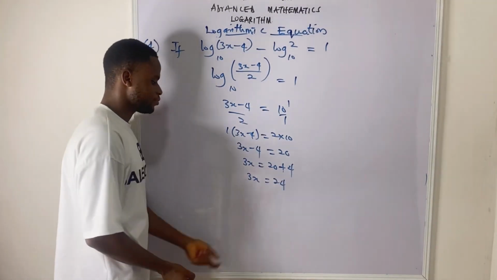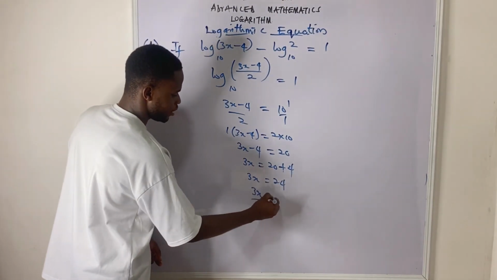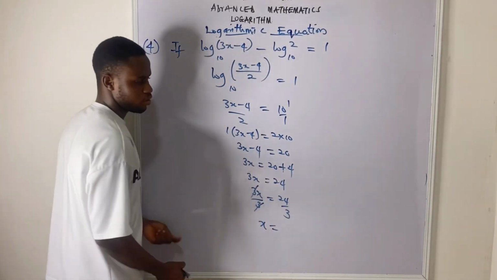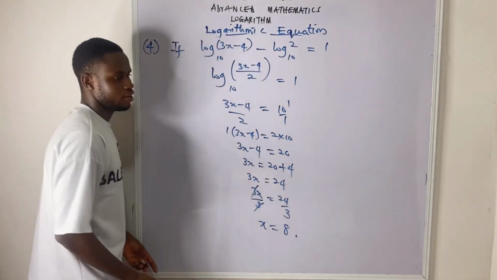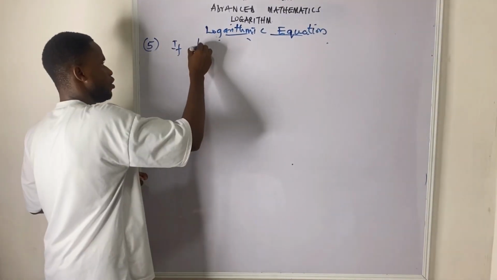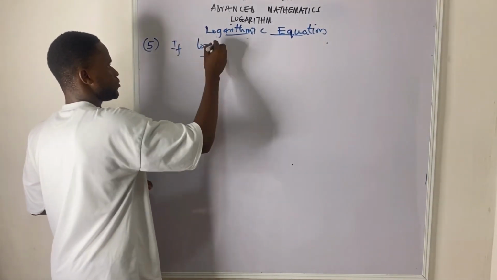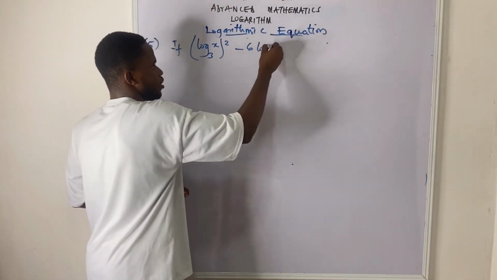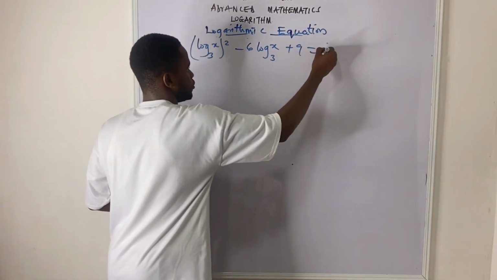And divide both sides by 3 here. So we're having 3s divided by 3 equals 24 divided by 3. 3 divided by 3, and s should be equal to 24 divided by 3, which is 8. So as simple as that. Next: log s base 3, all squared, minus 6 log s base 3 plus 9 equals 0.